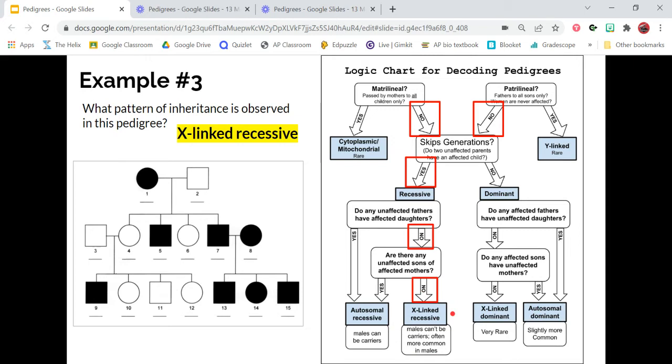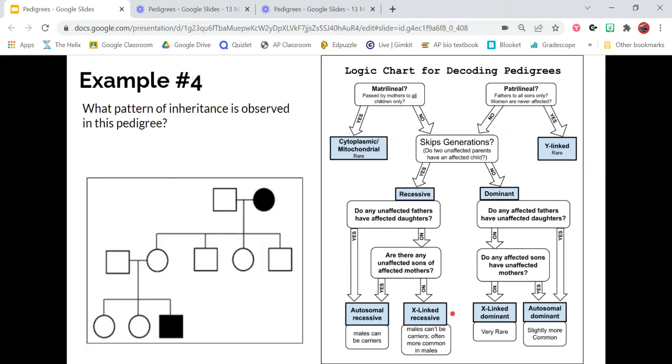Once again, you can prove this to yourself by doing Punnett squares, but all we did was just work our way through the flowchart. Okay, last one. So is it matrilineal, passed by mothers to all of their children? Here's a mom. None of her kids have it, so definitely not. Is it patrilineal? Only fathers and sons have it? Nope. Does it skip a generation?